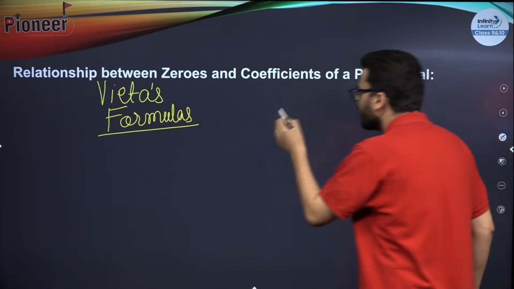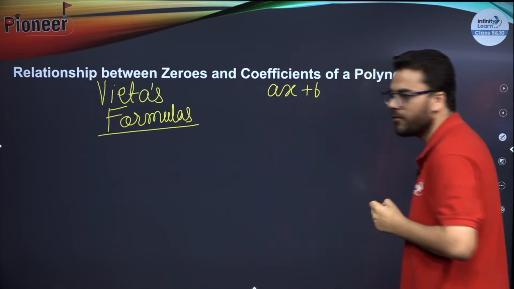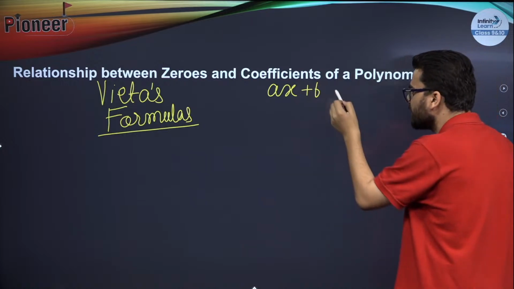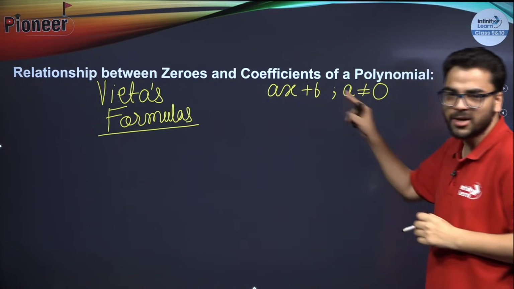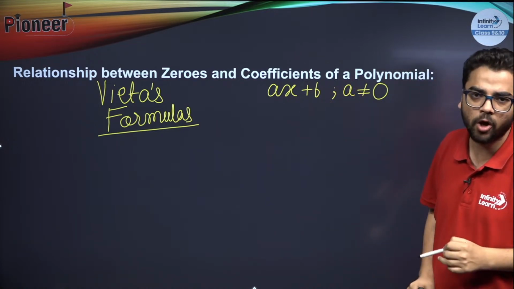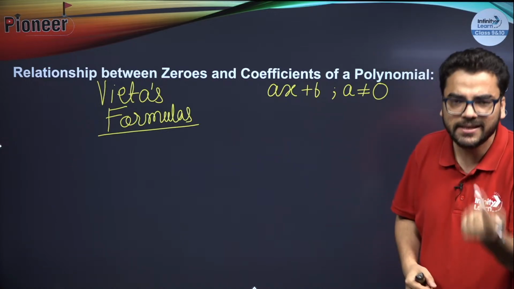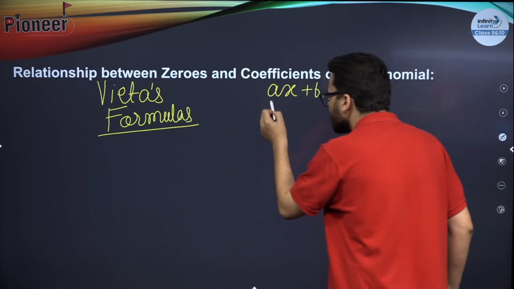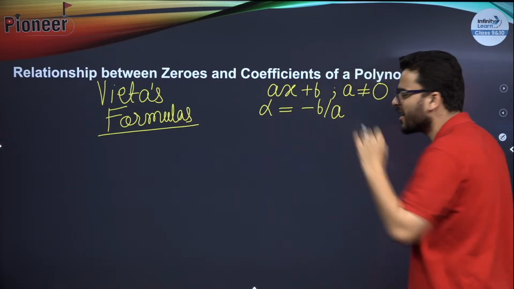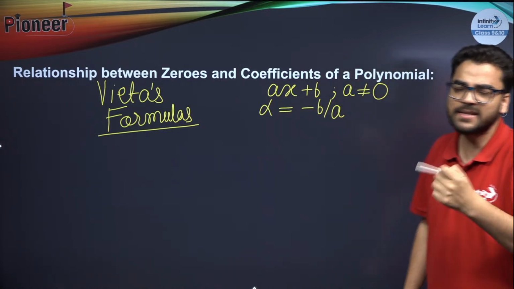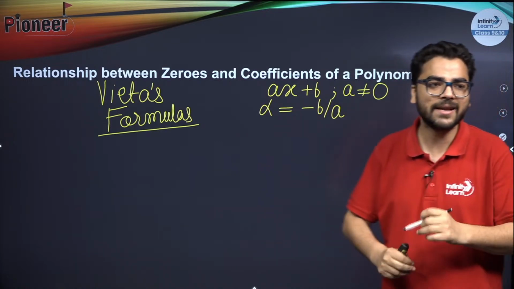See, when you have got a linear polynomial, that is ax plus b, the standard form of a linear polynomial is ax plus b, right? The coefficient of x cannot be equal to 0, because then this will not remain a linear polynomial. Now a linear polynomial has only one 0. Suppose I represent that 0 by alpha. So that 0 is equal to minus b by a. Will you agree with me? That only one 0 is there of a linear polynomial, and that 0 is equal to minus b by a.